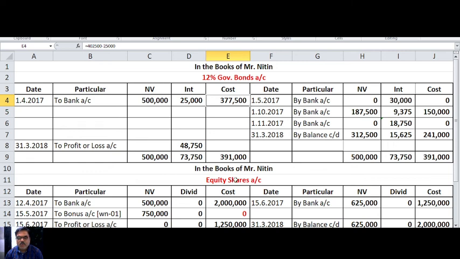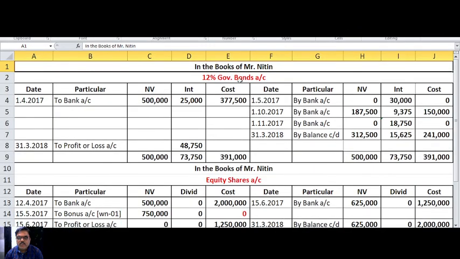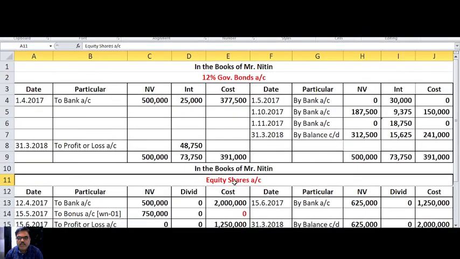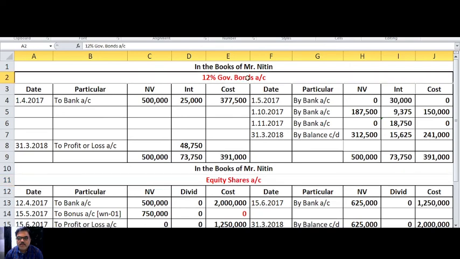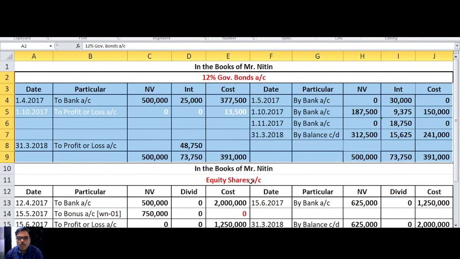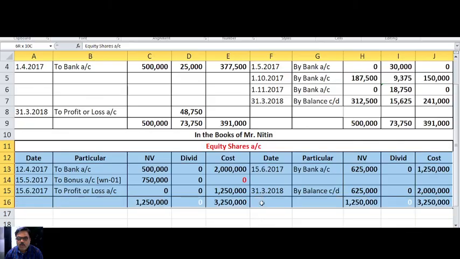Otherwise, what is the new thing in this problem? That you have to learn that if one person is investing in bonds and also equity, then you have to make a separate account for bonds and a separate account for equity.